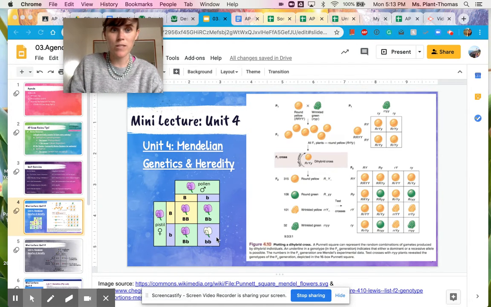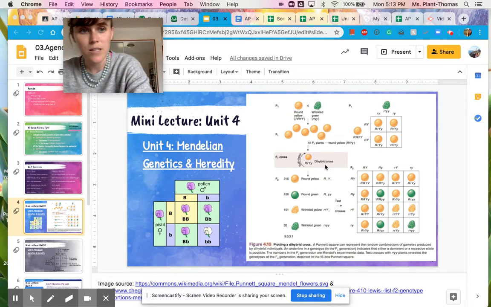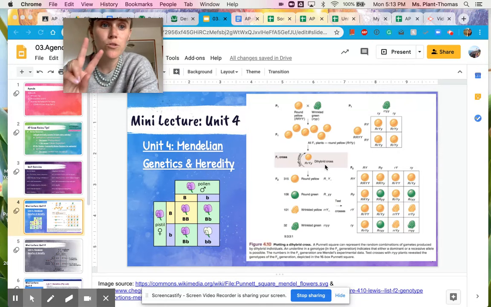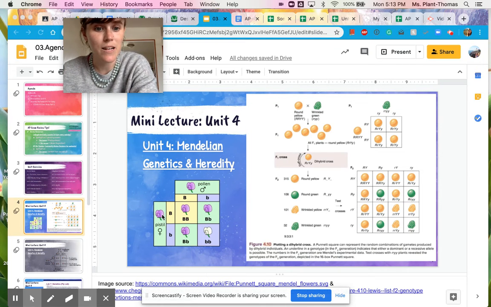But then we started doing things like dihybrid crosses. So here we have a dihybrid cross. A dihybrid cross would be when you take 2 individuals that are heterozygous and cross them together, but they are heterozygous for 2 traits instead of here, where they're heterozygous for just the 1, which would be flower color. Here, this P is heterozygous for the round versus wrinkled shape and for the color of the P, yellow versus green. So this P is round and yellow.